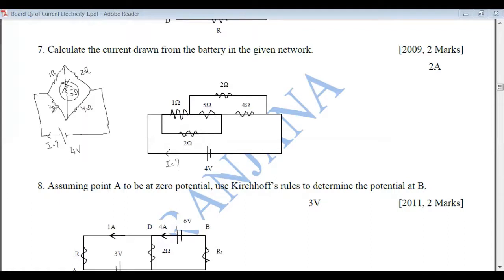So this 3 ohm is in parallel to 6 ohm. So the equivalent resistance of the circuit is 1 upon 3 ohms plus 1 upon 6 ohms. Taking the LCM, we get 6 ohms. That is, R equivalent is equal to 6 upon 3, that is, it is equal to 2 ohms. Now the current is given by V upon R equivalent of the circuit. V here given is 4 volt, and the equivalent resistance is 2 ohm, and hence the current is 2 amperes.